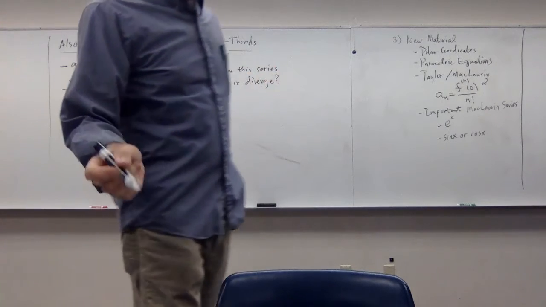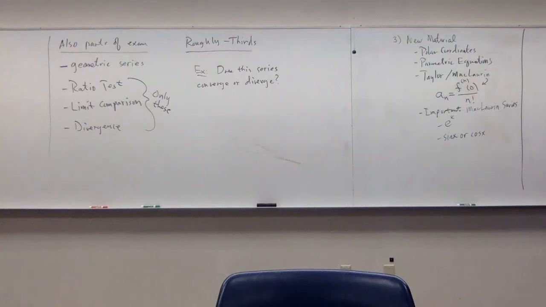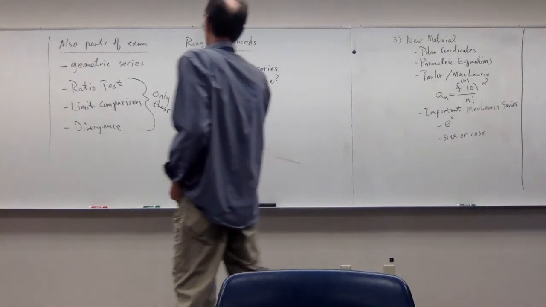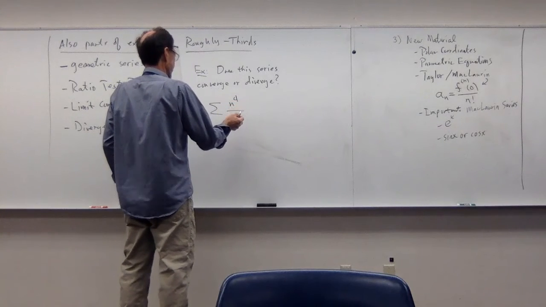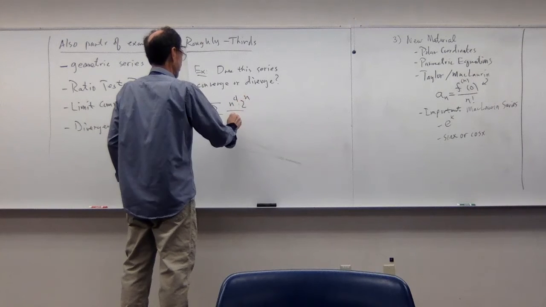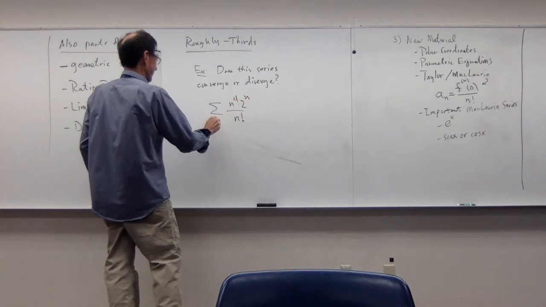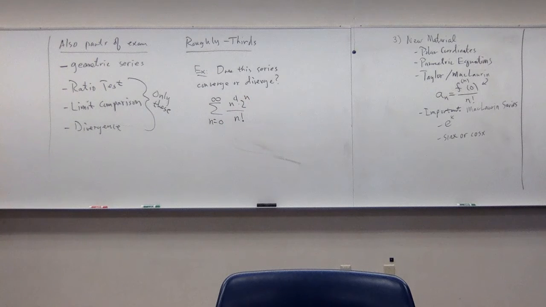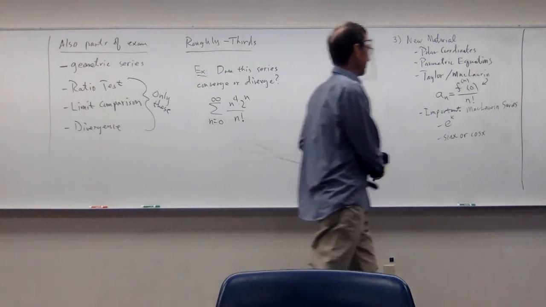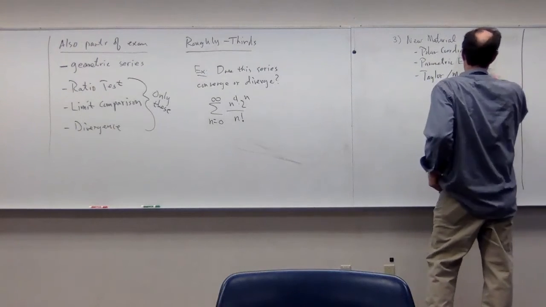So for those watching the video, I'm not sure you heard the question. Matthew wants to do a ratio test problem. So here we go: n to the 4th times 2 to the n over n factorial. We know that 4th degree polynomials by themselves can't overcome factorial, and exponential functions by themselves can't overcome factorial, but maybe the product can. Let's find out.